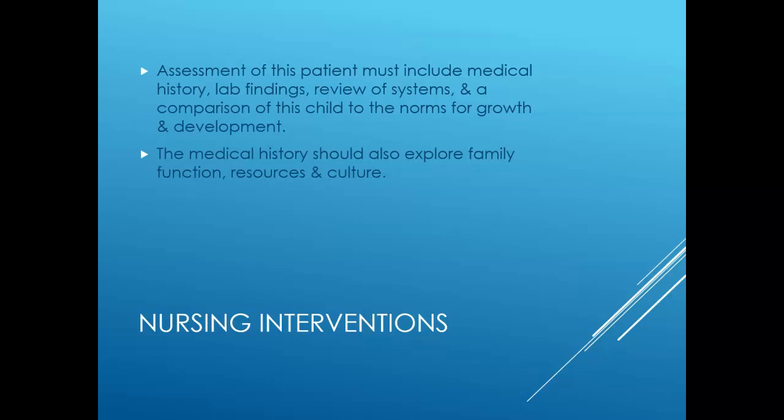The medical history should also explore the family function and resources and cultures, and they oftentimes will do genetic counseling for these people once they have a child, because the likelihood of them having another child with this condition is 1 in 4, or 25% chance. If they do happen to have two children within the same family who have cystic fibrosis, they will put them in separate rooms, have them 5 or 6 feet apart, and that is because they actually become sick with each other's opportunistic infections.